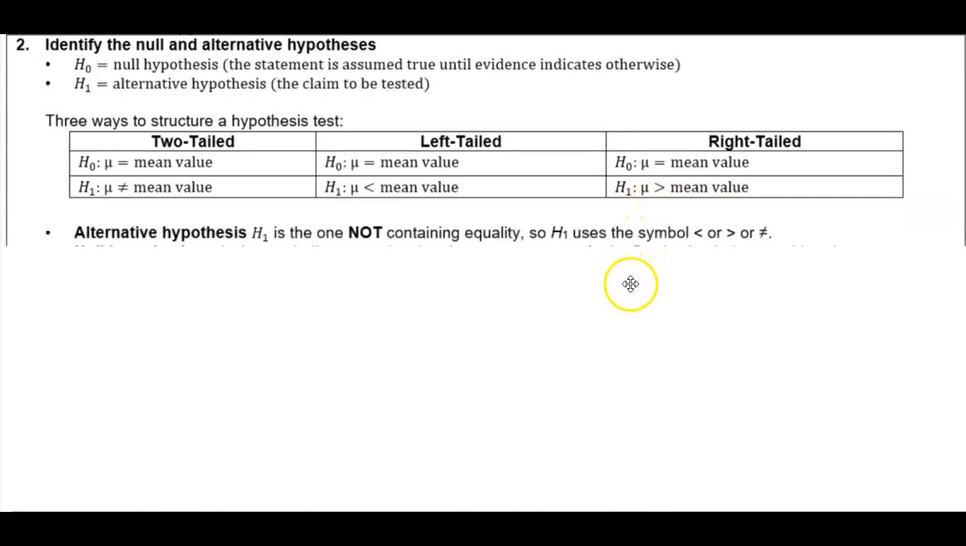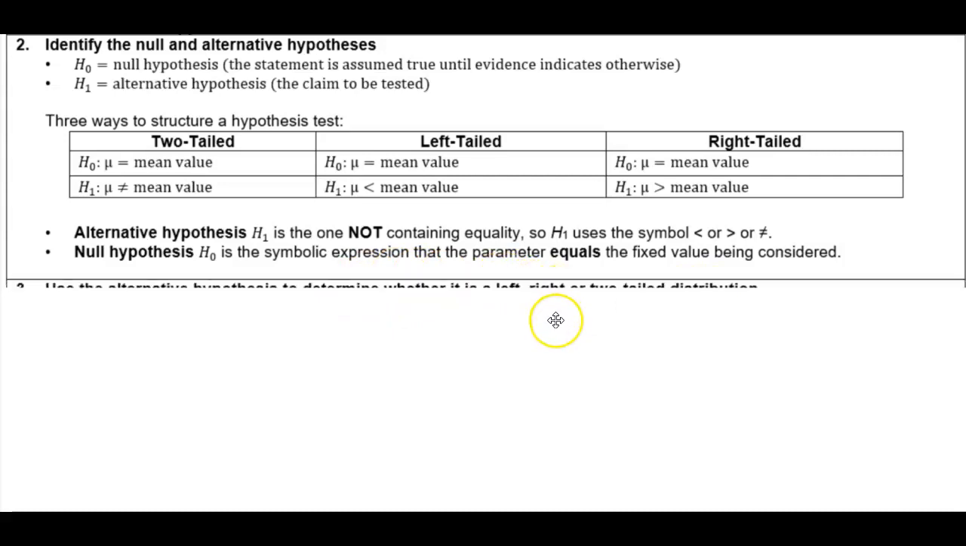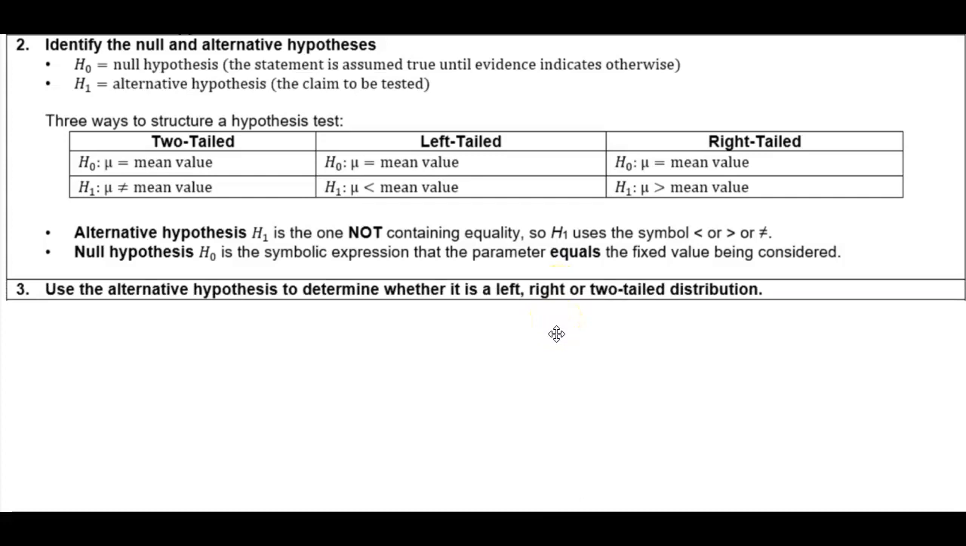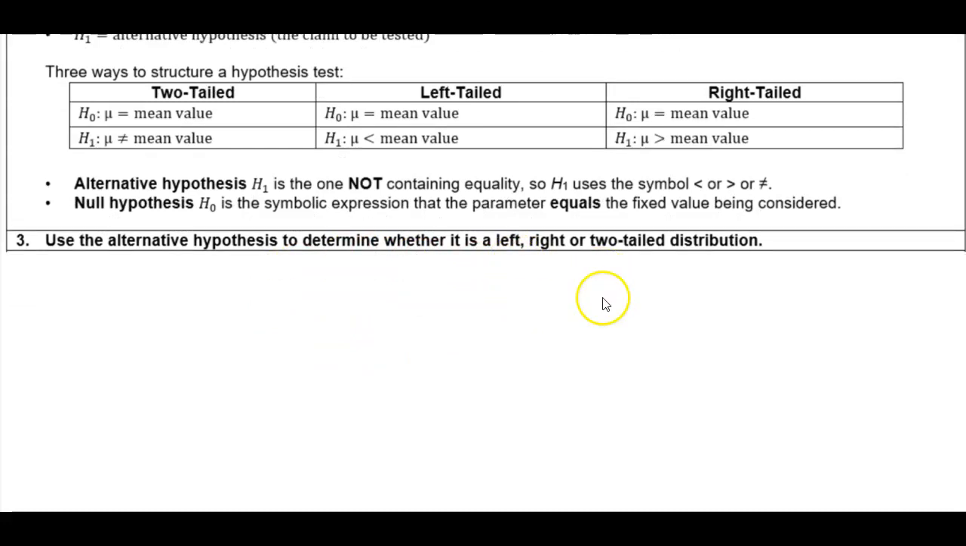Now, the alternative hypothesis is the one not containing equality. So the alternative hypothesis uses the following symbols: less than, greater than, or not equal to. The null hypothesis is the symbolic expression that the parameter equals the fixed value being considered. Number three, use the alternative hypothesis to determine whether it is a left, right, or two-tailed distribution.